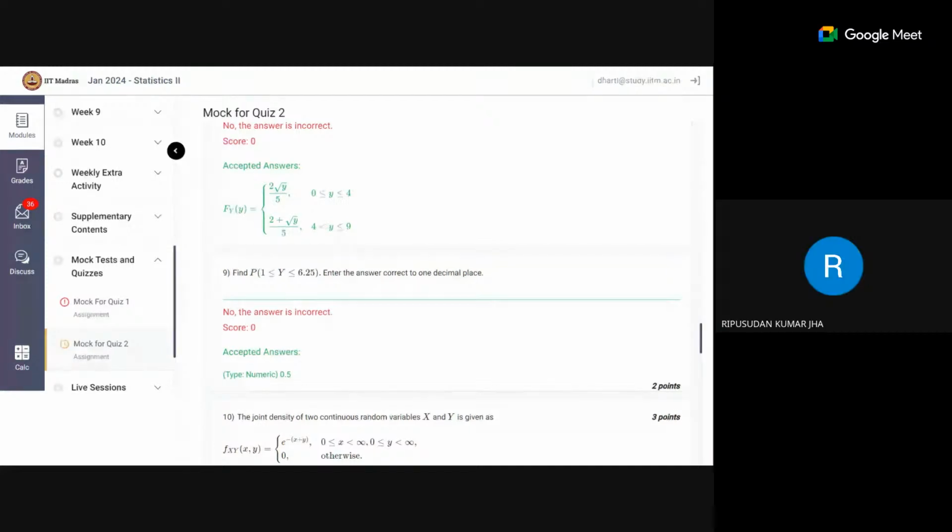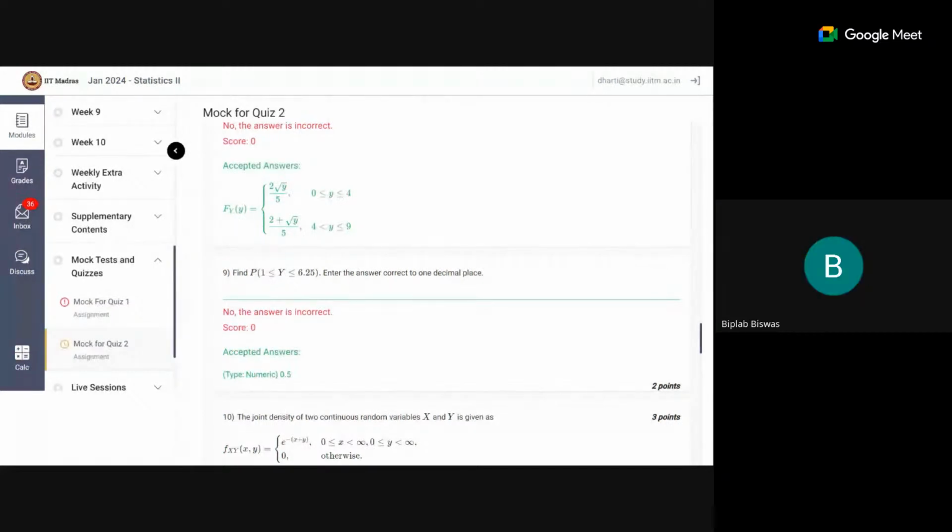Ma'am, question 9 is easy, but it's very simple. Integrate in the given range of the function. There is no need to integrate even. See, this question number 9 is actually super easy. It's asking about the probability that y is ranging between 1 to 6.25. What will be your action to solve this question?